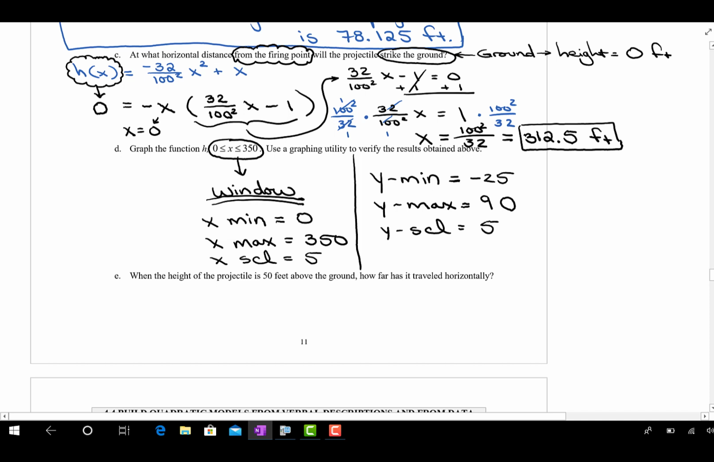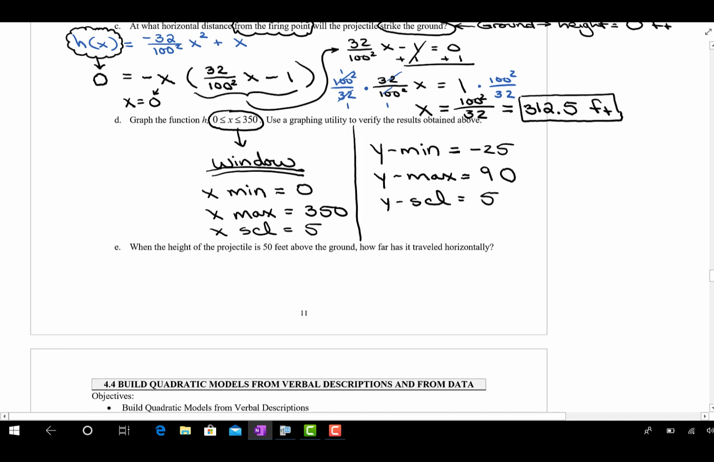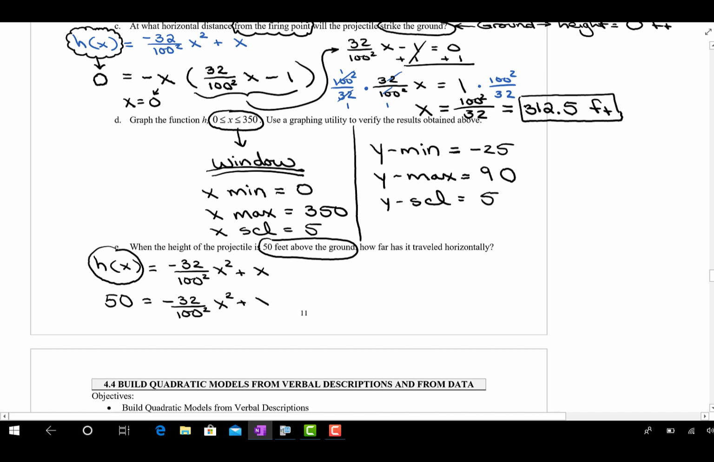Part E. When the height of the projectile is 50 feet above the ground, how far has it traveled horizontally? I'm going to take my function, h of x is equal to negative 32 over 100 squared, x squared plus x. I'm going to substitute h of x with 50, because they're saying 50 feet above the ground, and h of x represents the height. Then I'm going to set this equal to 0, because it's easier to solve a quadratic when it's set equal to 0. So we're going to have 0 is equal to all of this good stuff.